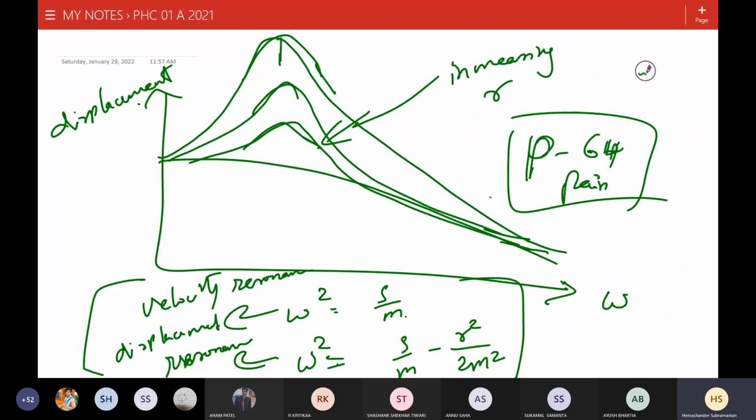Okay. So what we're looking at is without the decaying solution. All of this is without the decaying solution. If you add that, things become a little bit more complicated. Any questions?